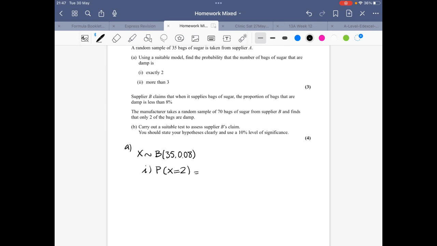So you just go to the calculator, binomial PD, so probability distribution, with x equal to 2, n 35, p 0.08, and you get the value, which is 0.24304. And I would round to, let's say, 4 decimal places, which is a good rounding for probability questions in the calculator. The second is probability of X being more than 3.